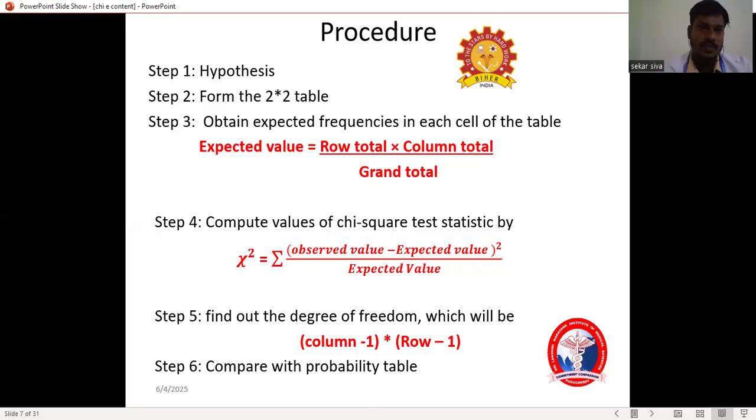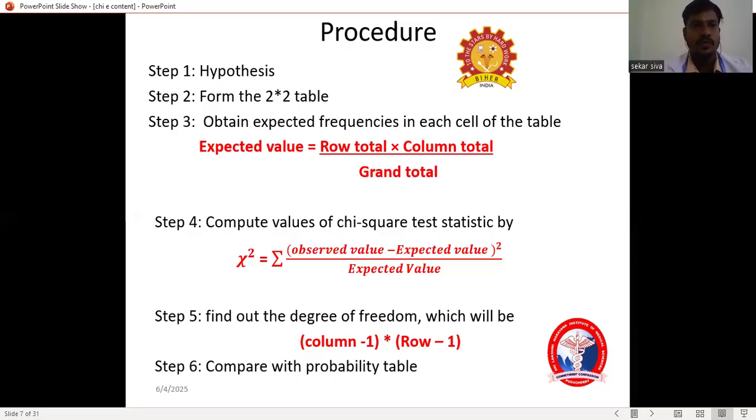your problem will be 99% right. In step 3, we have to find the expected value. Okay, the expected value will be calculated from the observed values. The formula for expected value is row total into column total divided by grand total. In a 2 cross 2 table, it will give the expected value for each cell. You have to find the expected value for each cell. The cells are A, B, C, and D. You have to find 4 expected values, and there are 4 observed values.